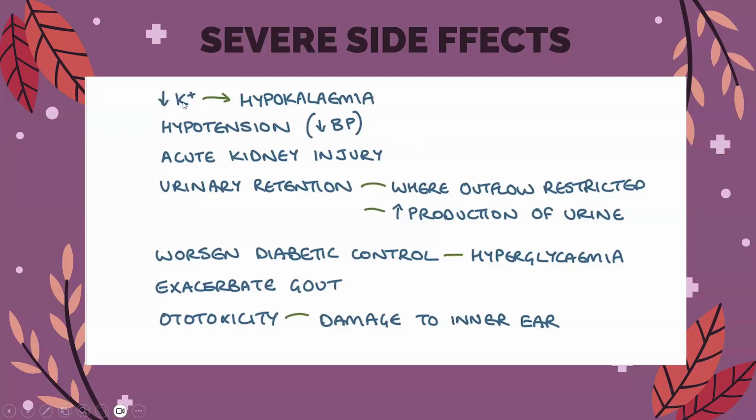Hypokalemia, which is basically the reduction of potassium, hypotension, which is basically blood pressure being too low, and urinary retention, acute kidney injuries, worsened diabetic control, exacerbated gout, and ototoxicity, which is basically damage to the inner ear.